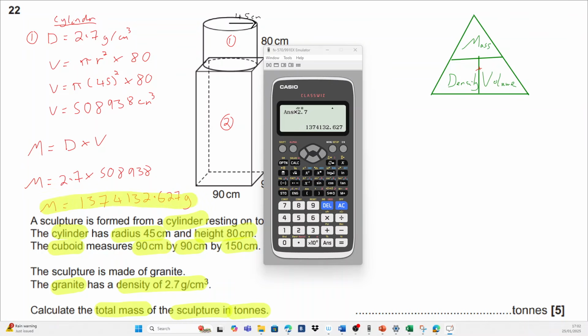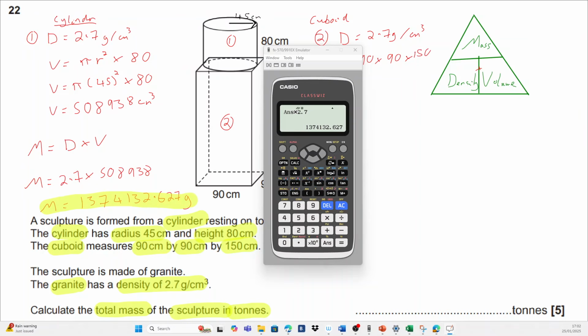Now let's go and consider shape 2, which is the cuboid, doing a very similar thing. Okay, we know that the density, because they're both granite, must be the same, must be equal to 2.7 g per cm cubed. We can get the volume, and the volume of a cuboid is nice and easy. You just go and times all of your lengths together. So you just go and do 90, times it by 90, and times it by 150.